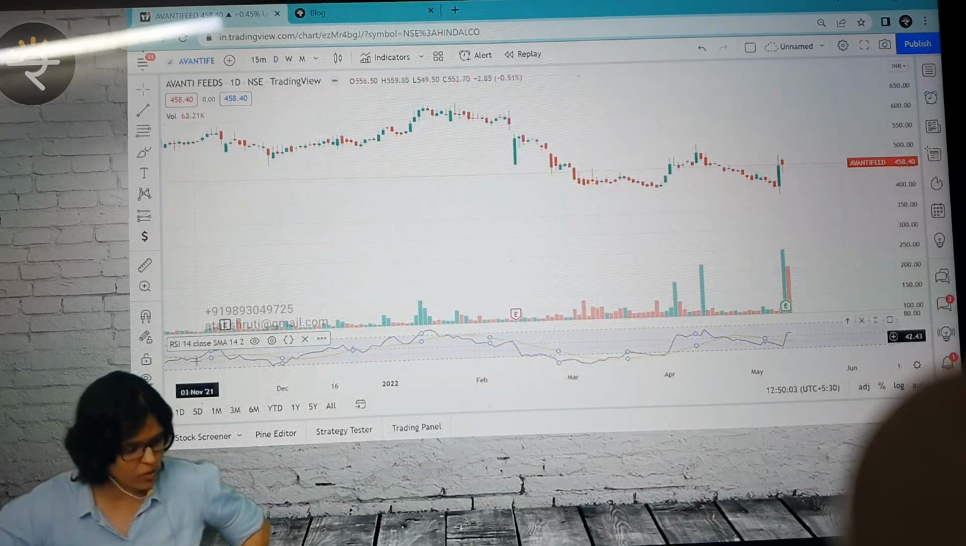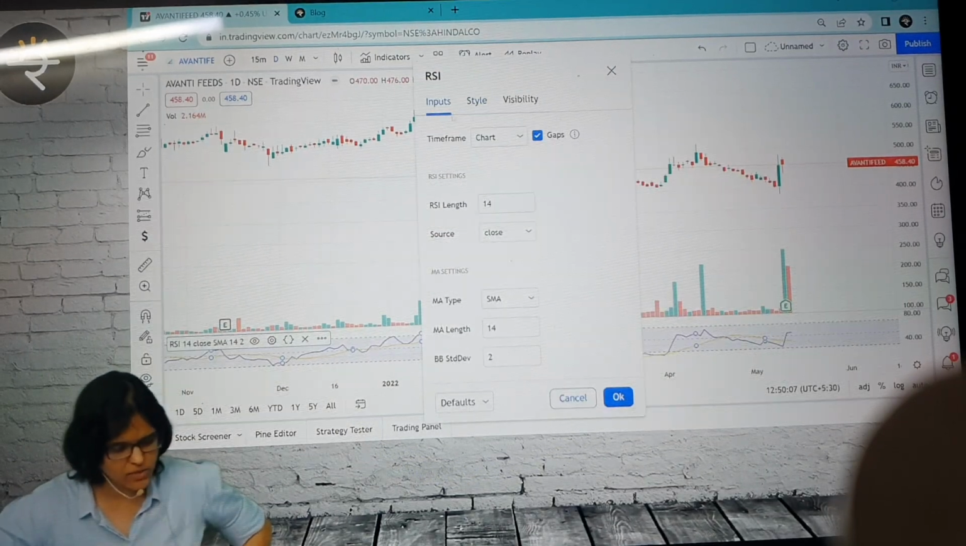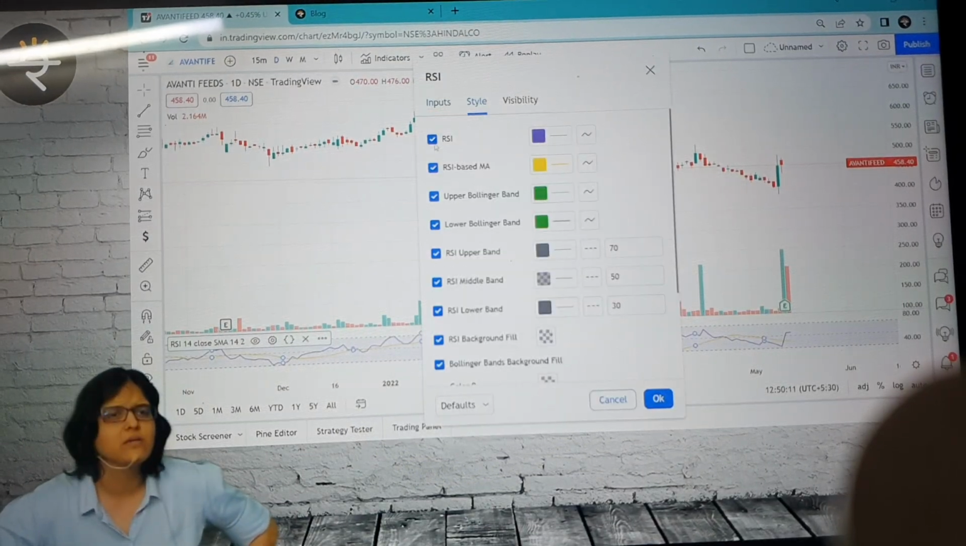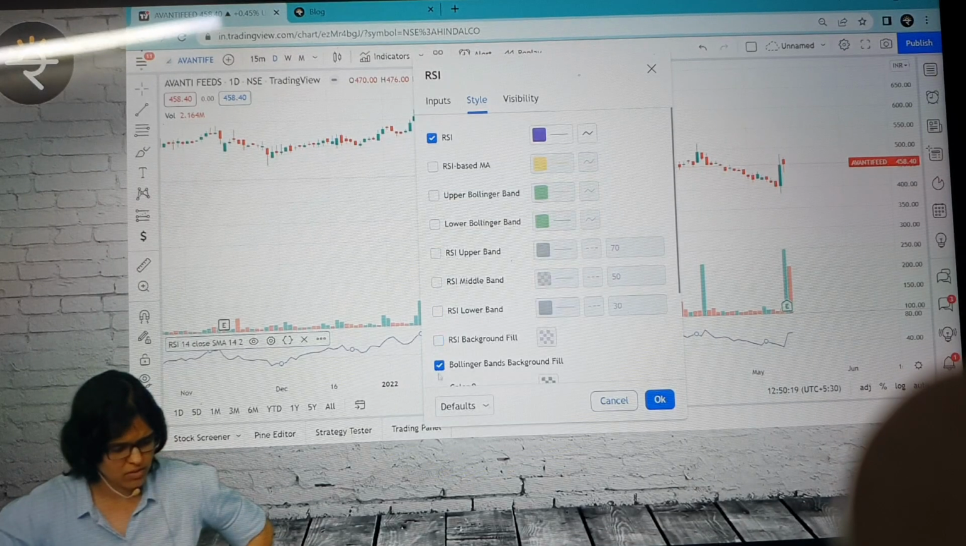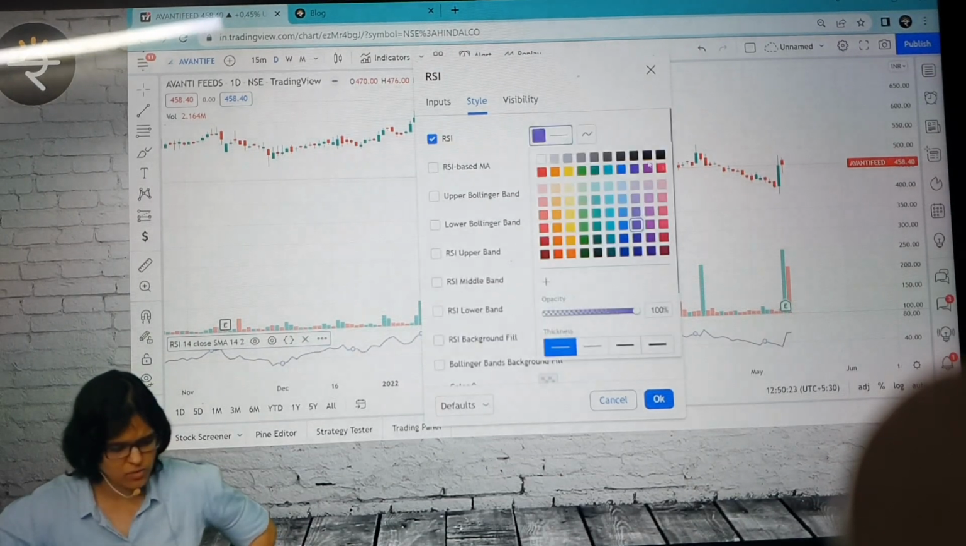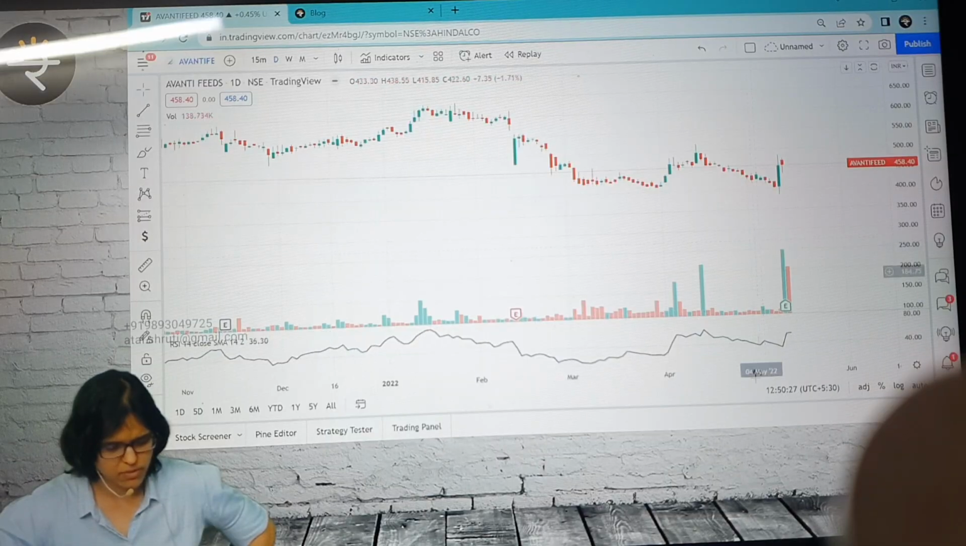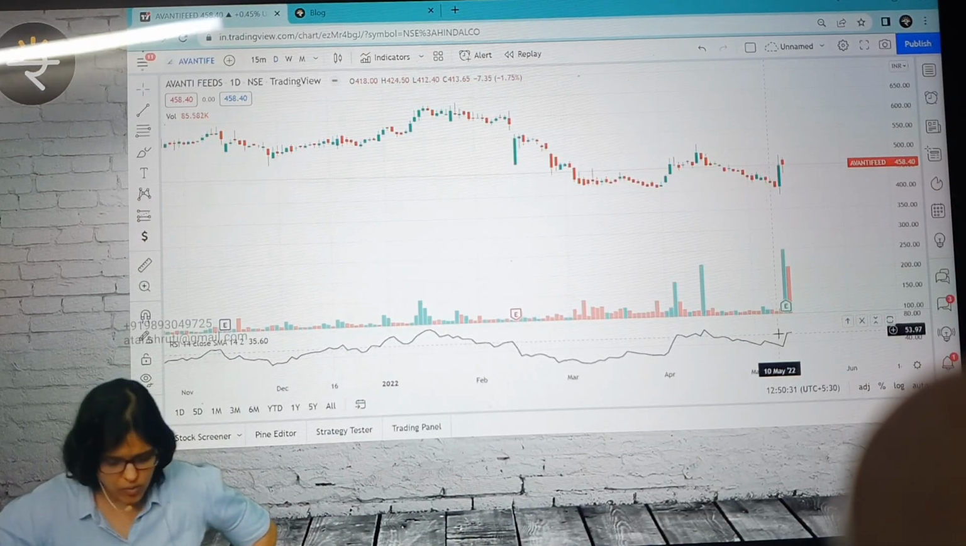So what do you do? I'll just quickly tell you. Go to the settings bar. This is the home screen. Go to style, and in style only keep RSI. Otherwise there is the RSI-based moving average, Bollinger band upper band, and so on. I can just use black color for this. Okay. Simple.